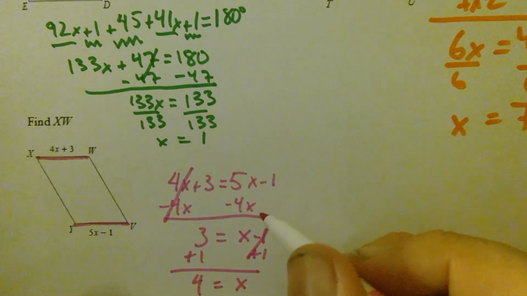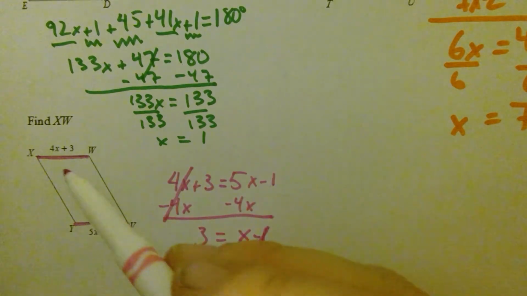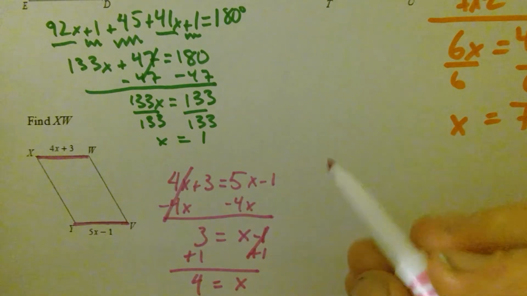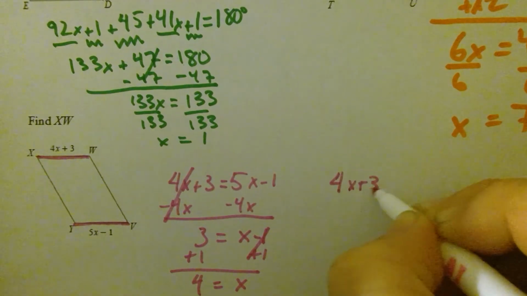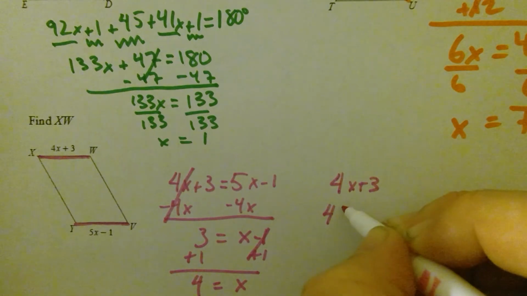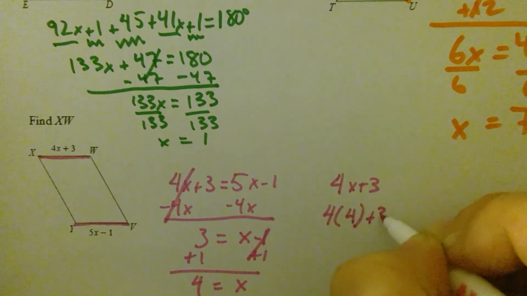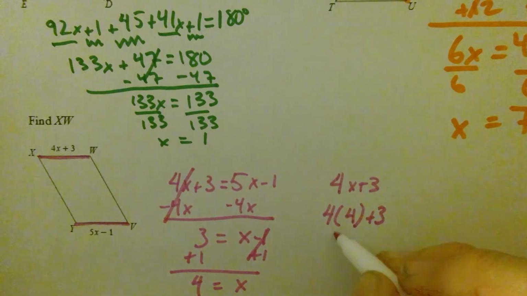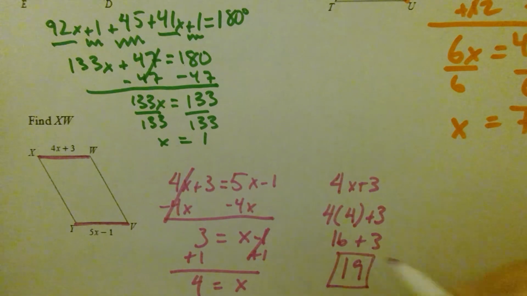We still have a little bit more to do. If we know that x equals 4, we can find XW by plugging into our expression there. So 4x plus 3, since we know that x equals 4, I'm going to plug in a 4 here, plus 3. So I get 16 plus 3 and 19.